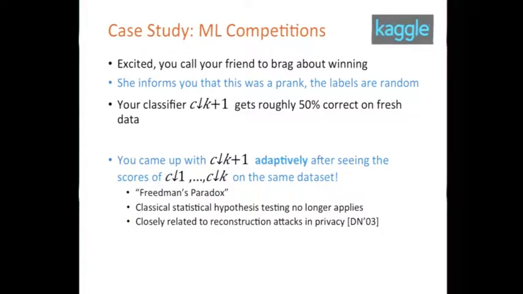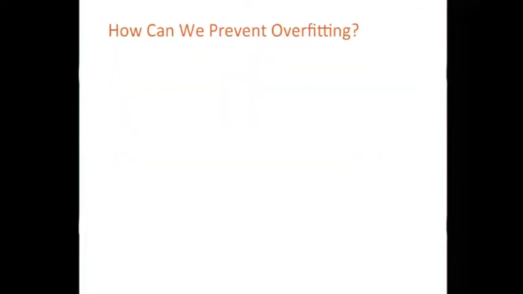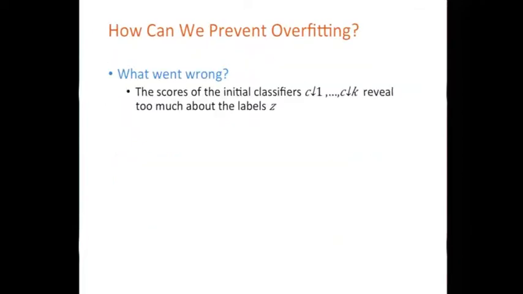And so this leads to an idea for how one might try to prevent this overfitting. And this is where the connection to privacy starts to become a little bit more clear. So let's think about what went wrong here. So I computed some initial classifiers, and I computed their scores.